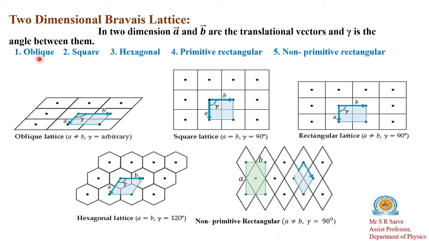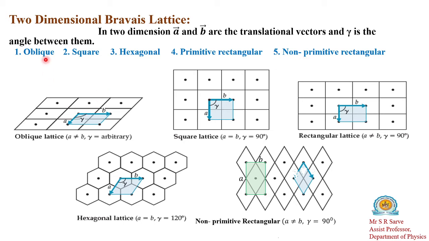So in two dimension there are five Bravais lattices. First is oblique, second is square, third is hexagonal, and the fourth and fifth are both rectangular structures, but the fourth one is primitive, that means atoms lie at the corners, and the fifth one is non-primitive, meaning atoms lie at the corners as well as inside.